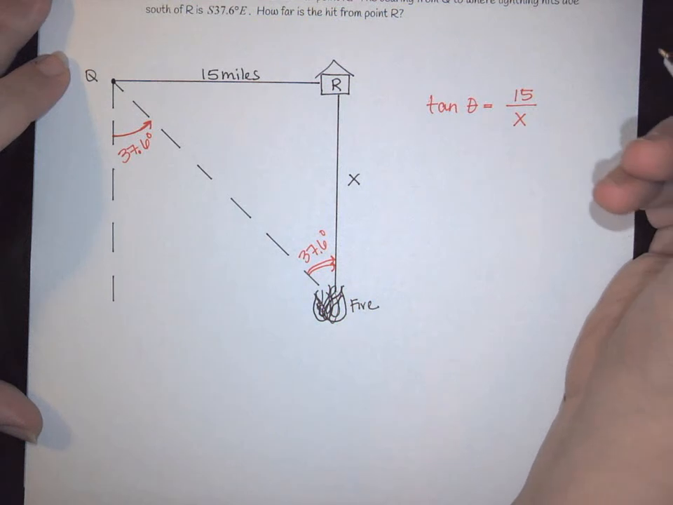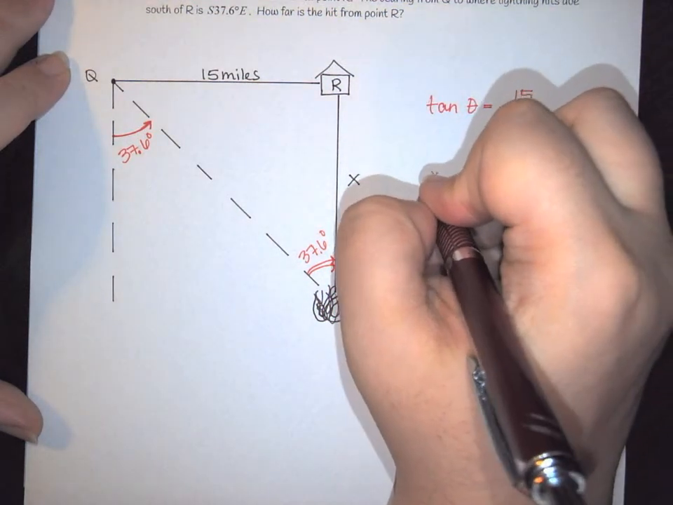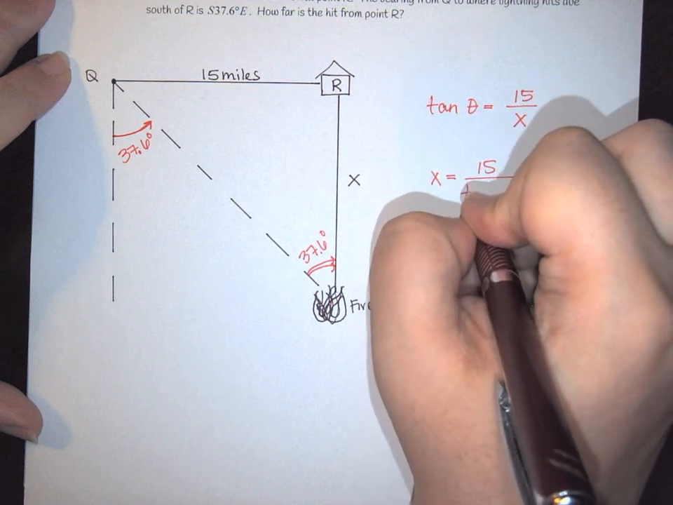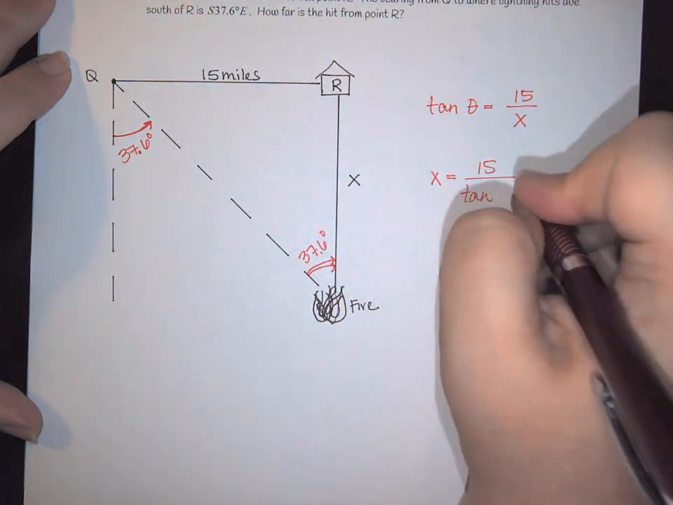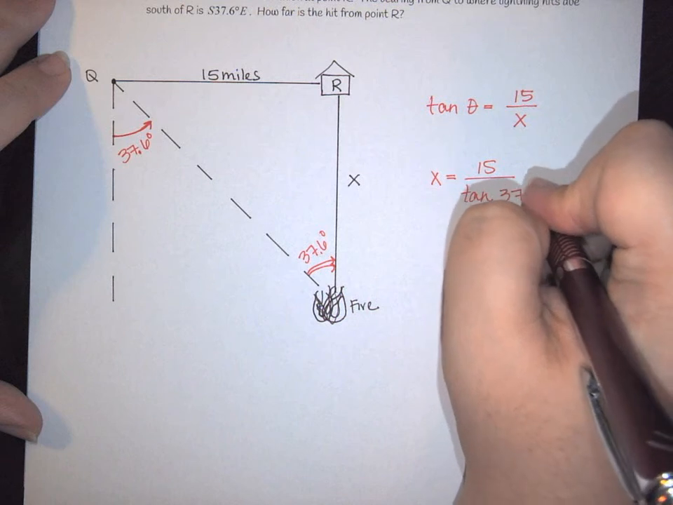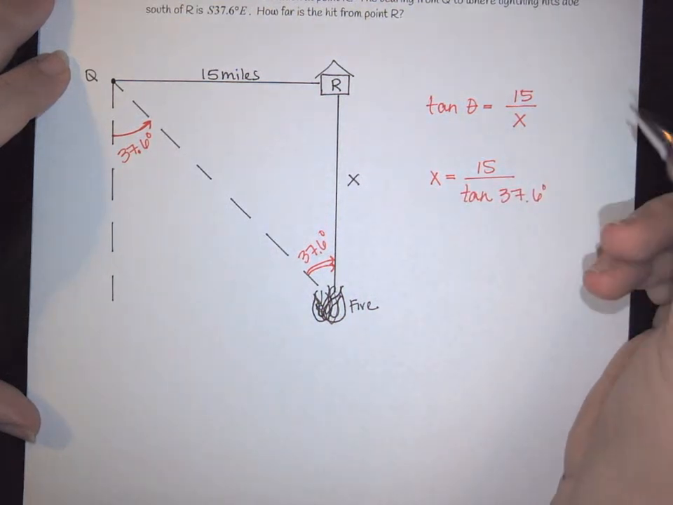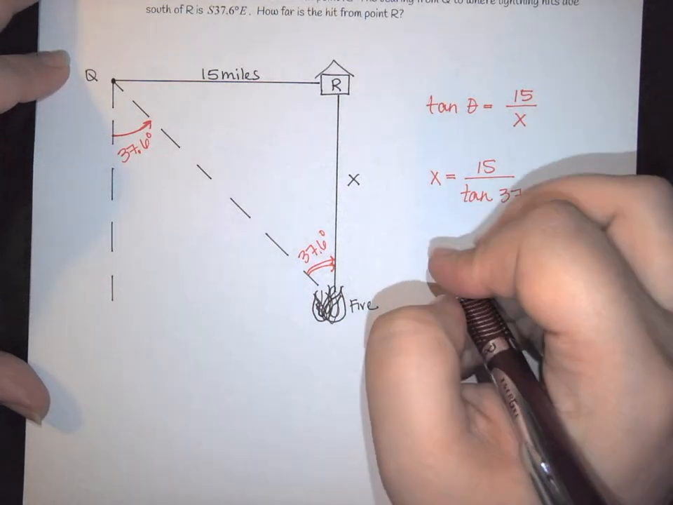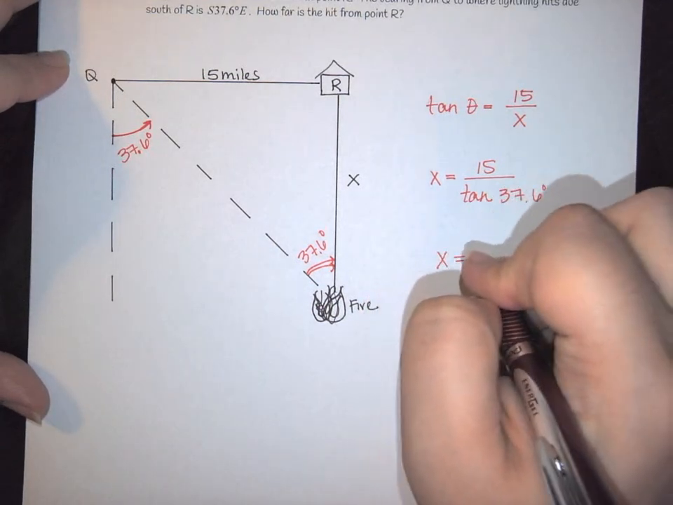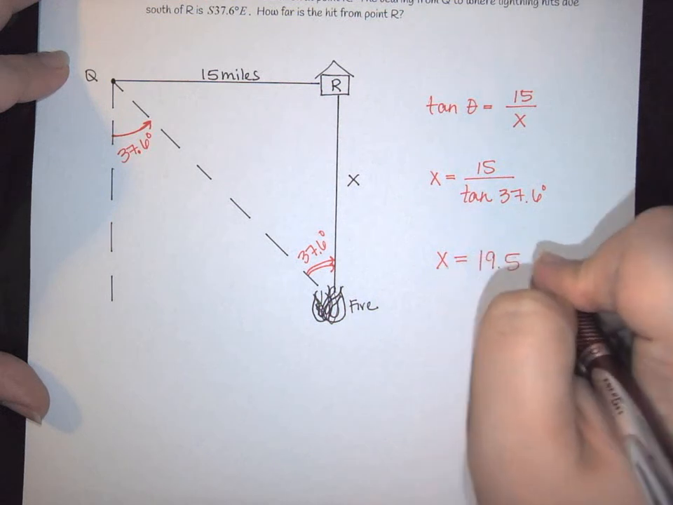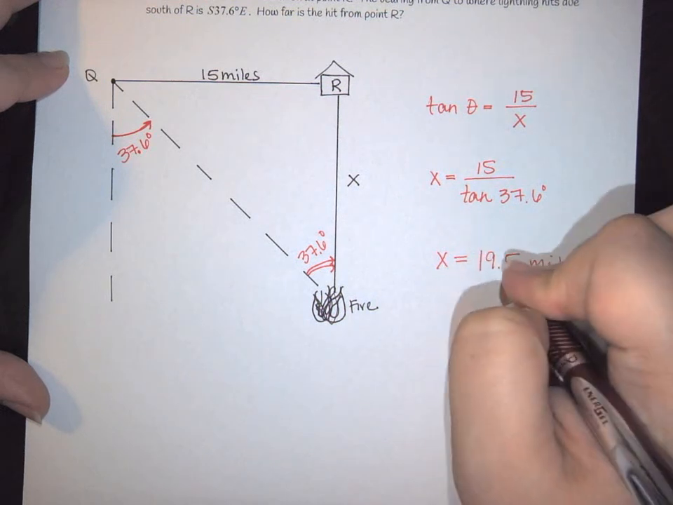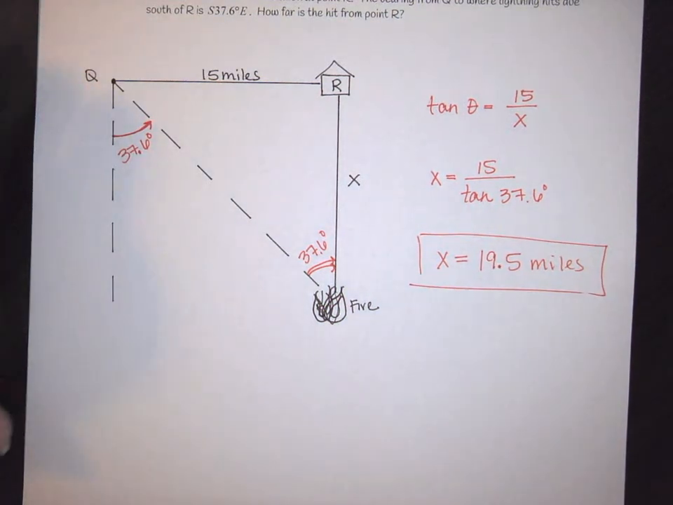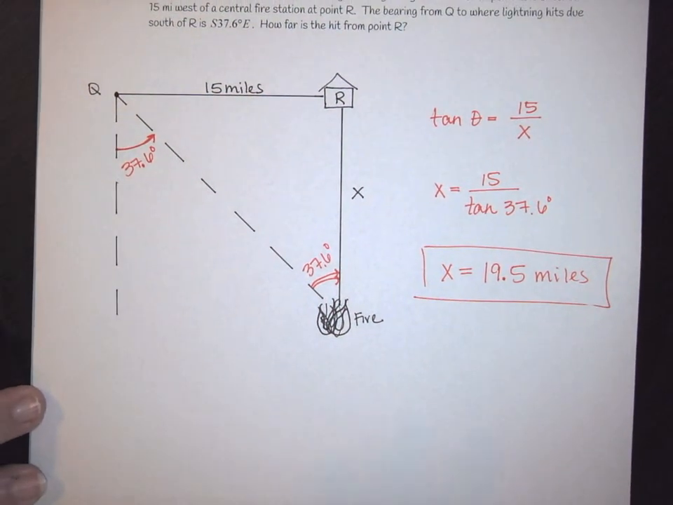Again, solve for x. X is going to be 15 divided by the tangent of my angle, which was 37.6 degrees. In this case, you're going to use your calculator again, this time with tangent, and you're going to find out that x is 19.5 miles. And this was what we were looking for.